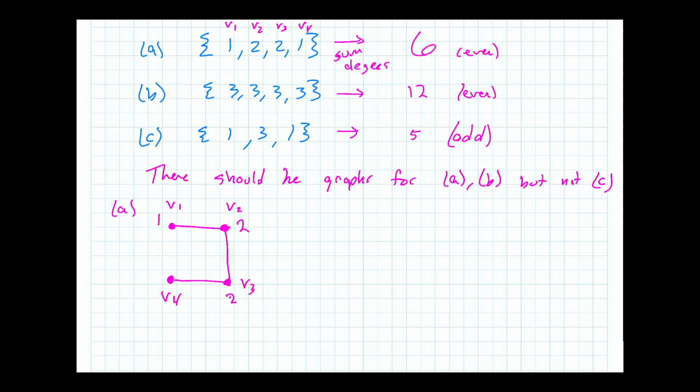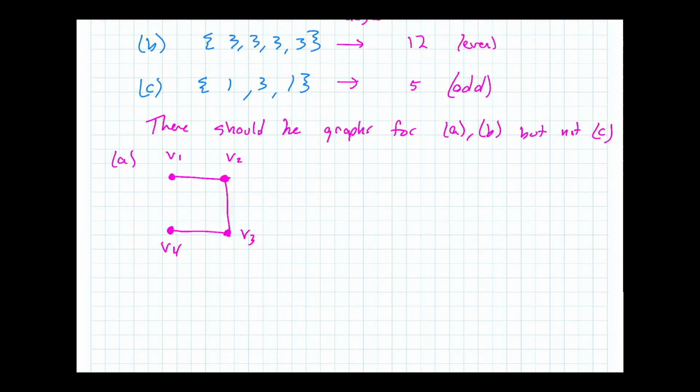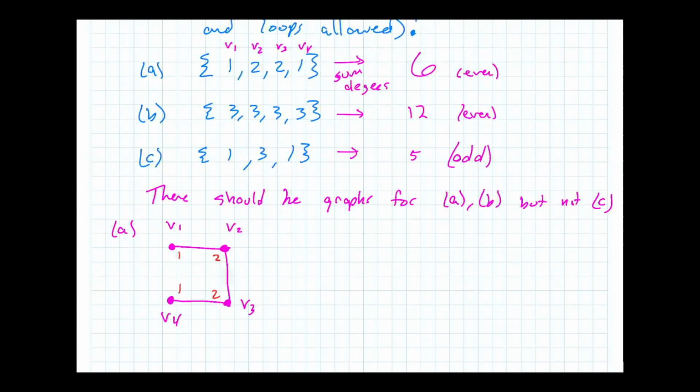Now V3 has degree 2, and V4 has degree 1, which it does, so that's fine. So there's a possible graph for A, right? The degrees are 1, 2, 2, 1, just like I drew up here. 1, 2, 2, 1.